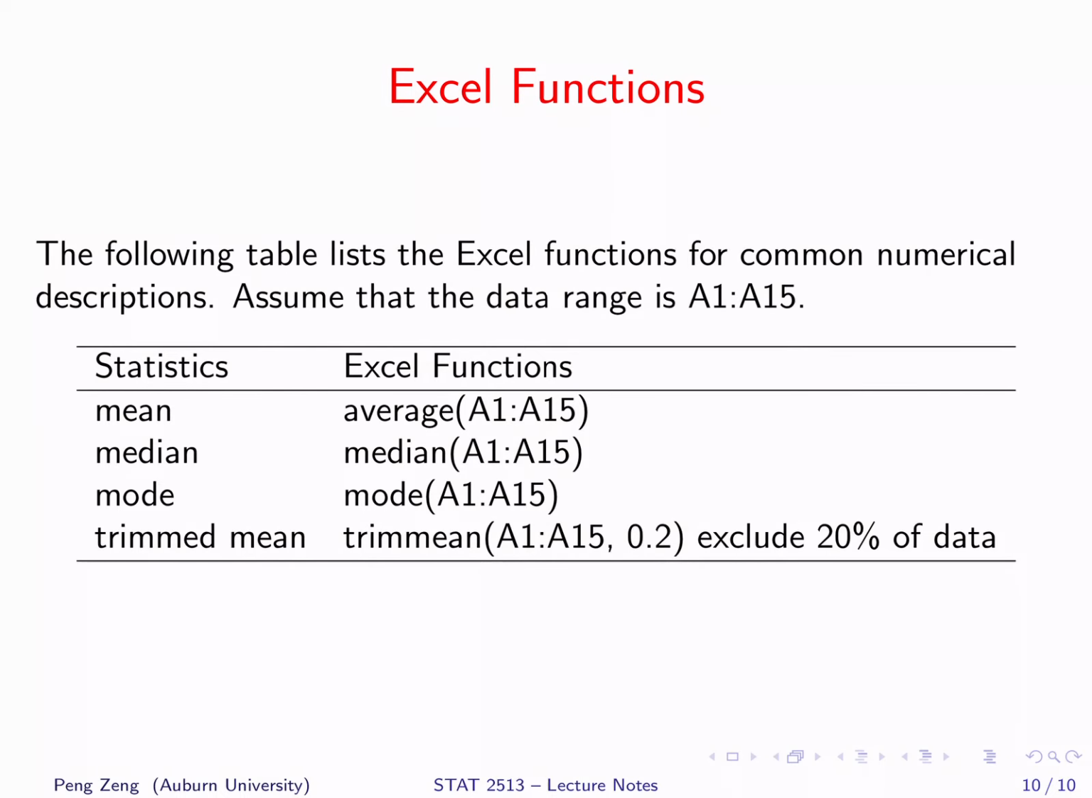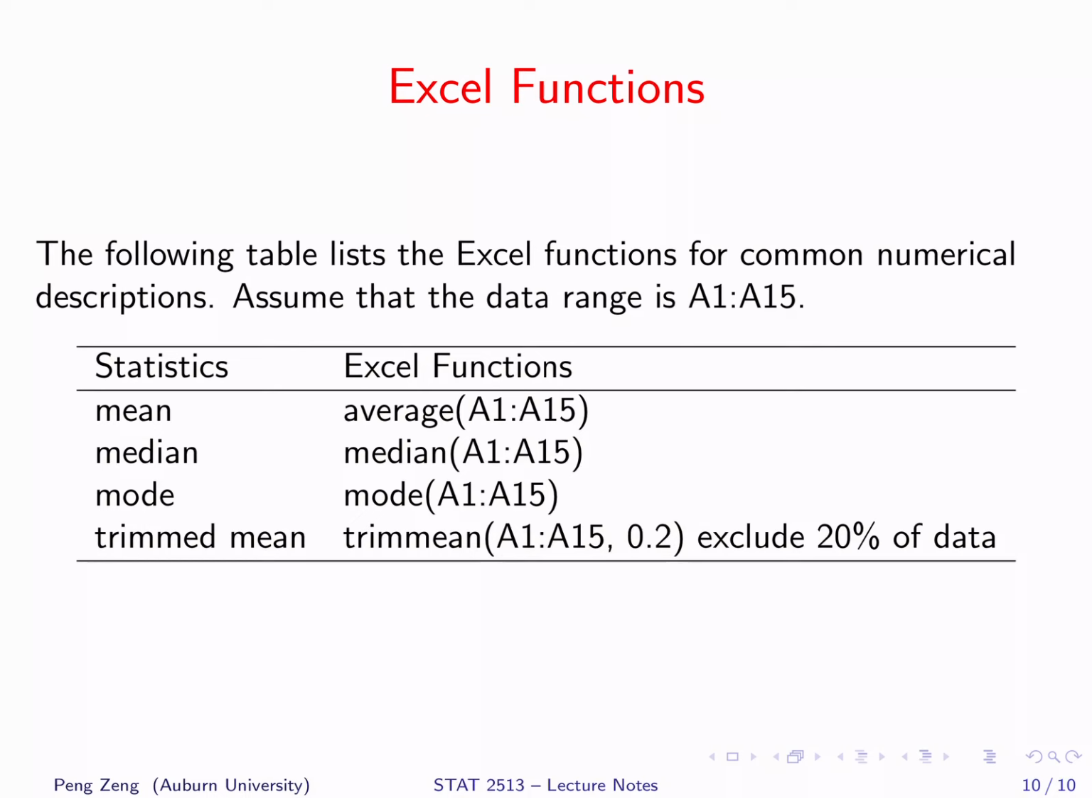The table lists some Excel functions for common numerical descriptions. Assume that the data range is A1 to A15. To calculate mean, we use the function average. It has only one argument, the data range. To calculate median, we use the function median. To calculate mode, we use the function mode. To calculate trimmed mean, we use the function trim mean.